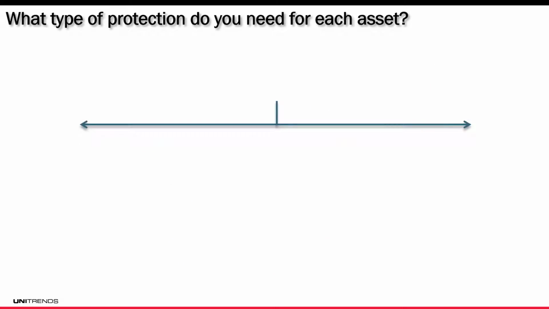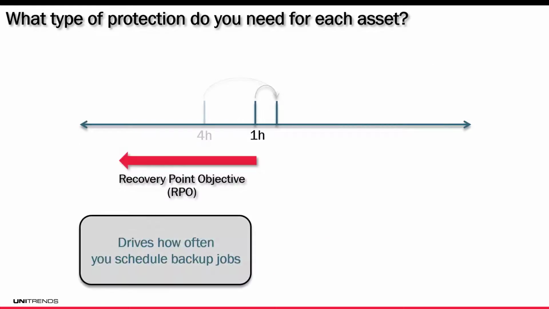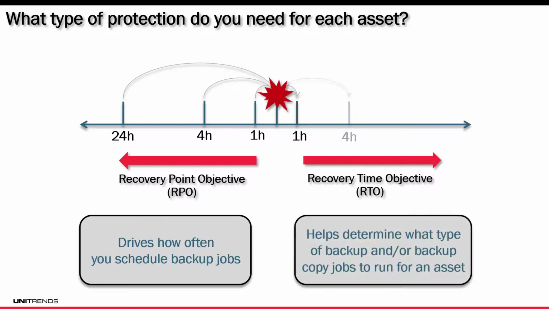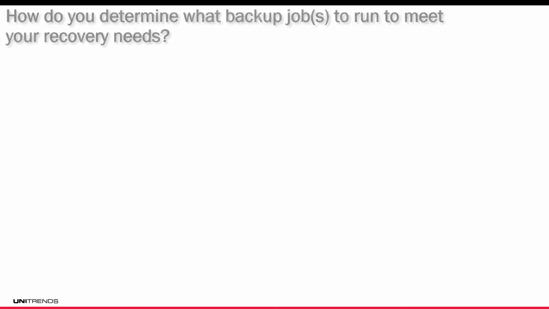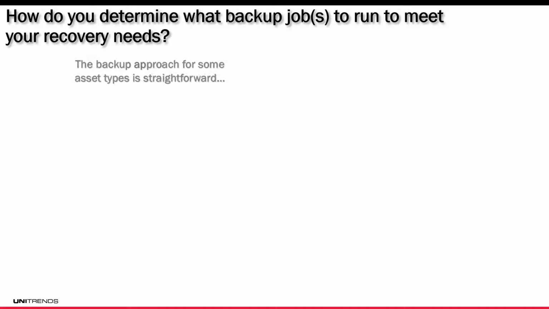Now, what type of protection you need for each asset really starts with your recovery point objective. That drives how often you should schedule those backups. When you look at recovery time objective, that helps you determine what type of backup and or backup copy jobs need to run for each of those asset types. Now, how you determine what backup jobs to run to meet your recovery needs.